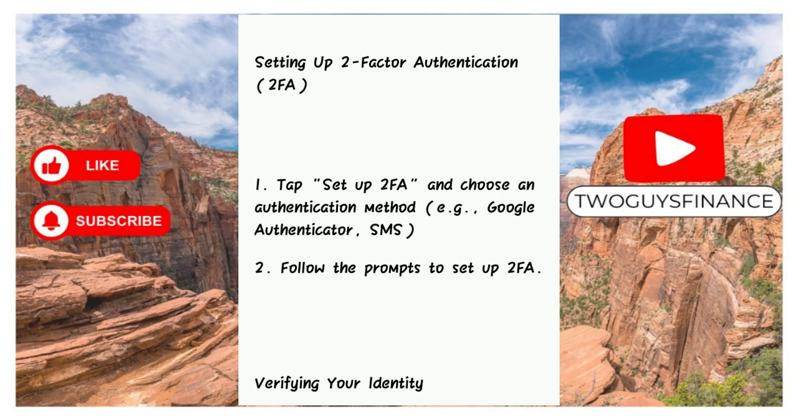Now this is for security purposes. You don't have to do it immediately, but it's something I'd recommend. The first thing you need to do is tap set up two-factor authentication, and then choose an authentication method. You can use Google Authenticator, or you can use SMS to verify. Once that is done, you've set up the two-factor authentication. Now this is very useful. I recommend that you do not skip this step. Go ahead and complete that.